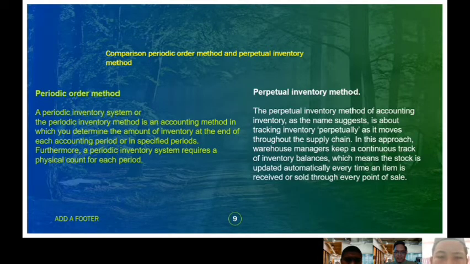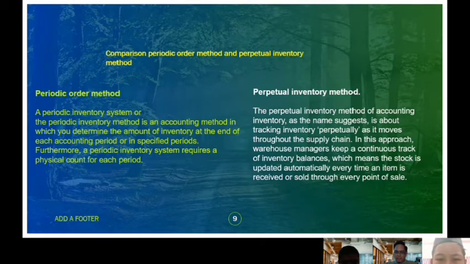Comparison, periodic order method and perpetual inventory method. Periodic order method. A periodic inventory system, or the periodic inventory method, is an accounting method in which you determine the amount of inventory at the end of each accounting period or in a specified period. Furthermore, a periodic inventory system requires a physical count for each period.